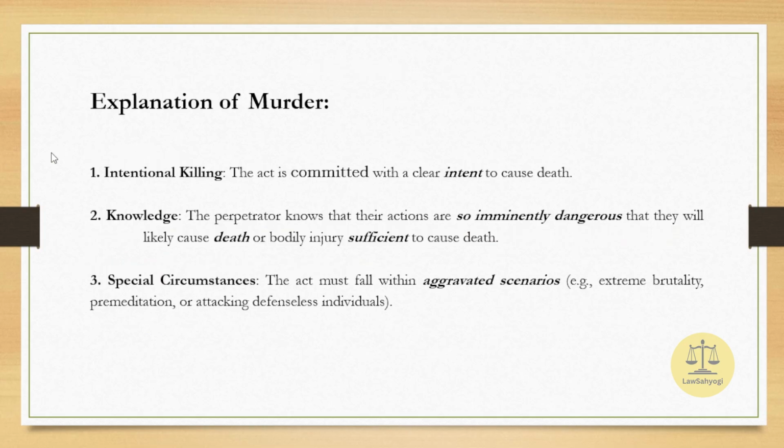Now, to go further into the explanation of murder, there exist three key points. That is, to constitute murder, there has to be a strong intention to cause death, and secondly, there has to be knowledge. That is, the perpetrator has to have the knowledge that the action he is going to take is so imminently dangerous that it is likely to cause death or such level of bodily injury that is sufficient to cause death.